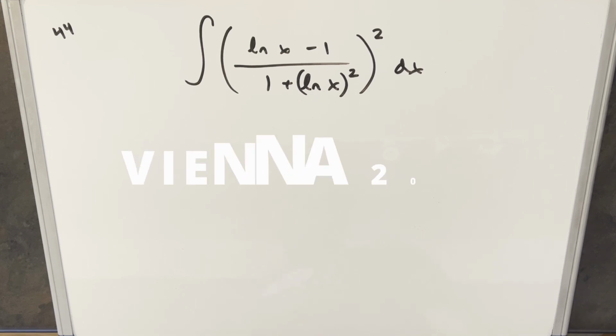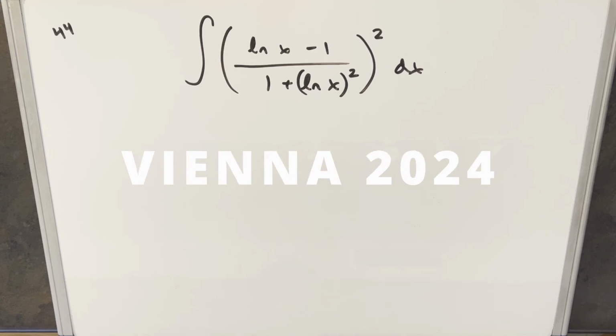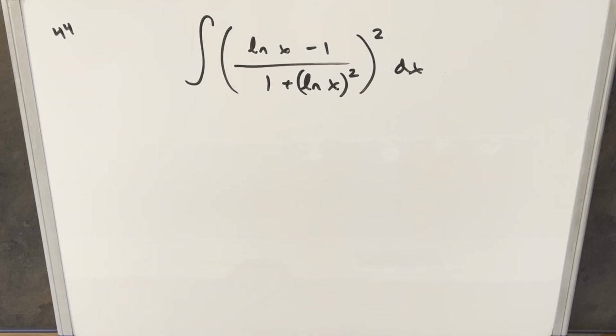Okay, we have another integral. This one's from the Vienna Integration Bee, 2024, problem 44. We have the integral of (ln x minus 1 over 1 plus ln x) all squared, everything squared, dx. Okay, this one looks like a lot of trouble.